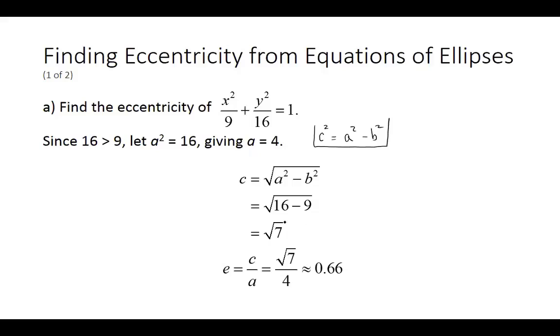So what is e? Remember we said e is equal to c over a. So all you have to do is substitute the value. c is square root of 7, over 4. Now e is less than 1. When e is less than 1, that would be the ellipse. If e is greater than 1, that would be a hyperbola.